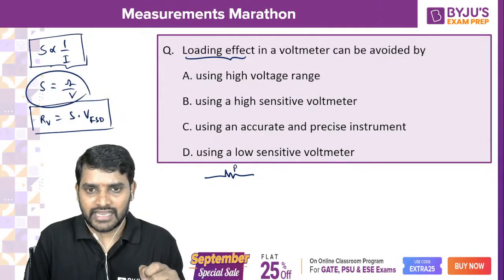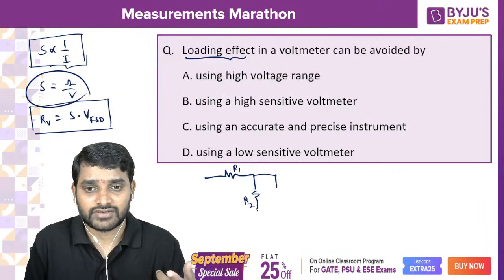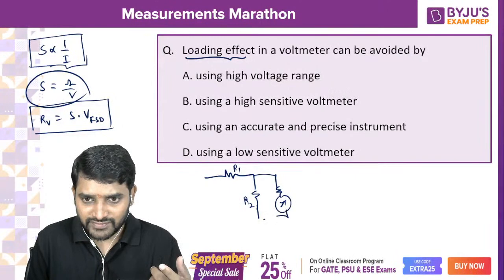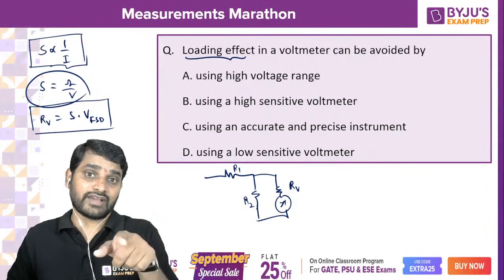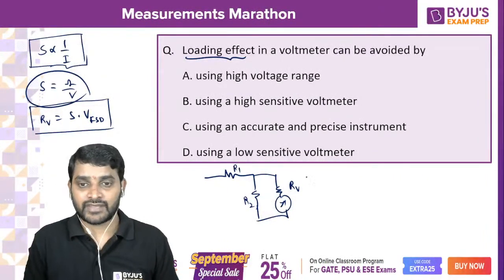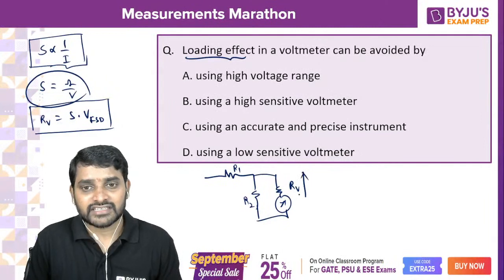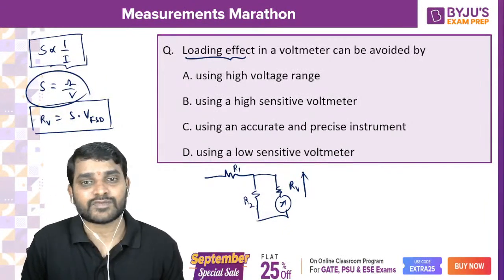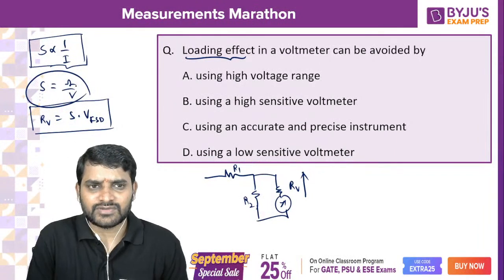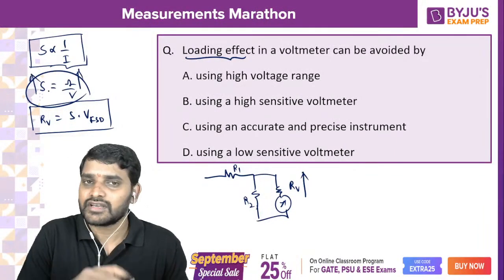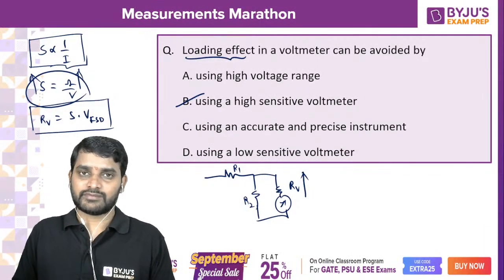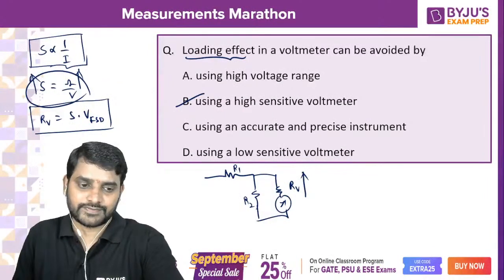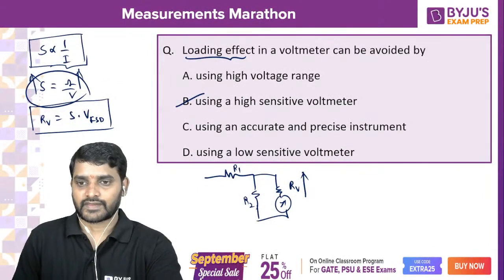Especially see here, I have R1, I have R2. Now if I want to measure the voltage across this R2, this voltmeter resistance should be very large. I am speaking about the voltmeter. If it is an ammeter, obviously the ammeter resistance is very small. This voltmeter resistance should be very large, then only this change in resistance is going to be very small. So high resistance means a highly sensitive meter, no doubt at all. Loading effect in the voltmeter can be avoided by using high sensitive voltmeters. Is that clear? Very good, Hassan.